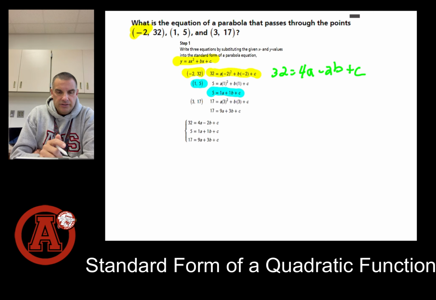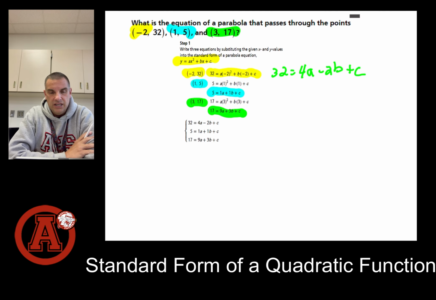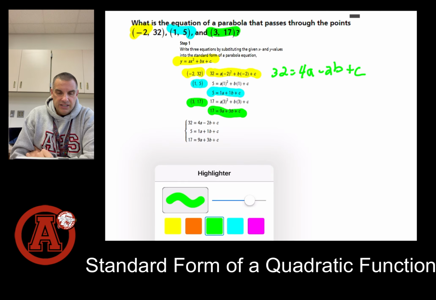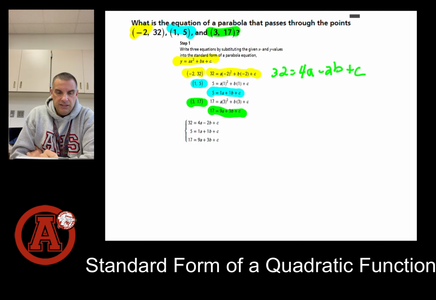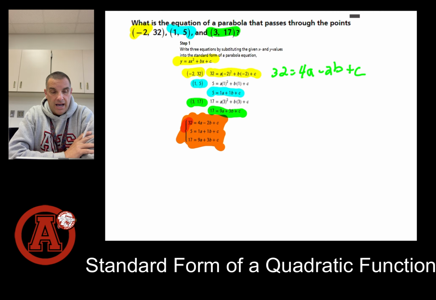And then we're going to use the third point, (3, 17). Anywhere we see a y value, we're going to replace with a 17, and anywhere we see an x, we're going to replace with a 3. So 3 squared is 9, so 17 equals 9a plus 3b plus c. So now we have this lovely systems of equations. Ooh, and this is a good one too. No, it's not too bad. Now we're going to solve that.